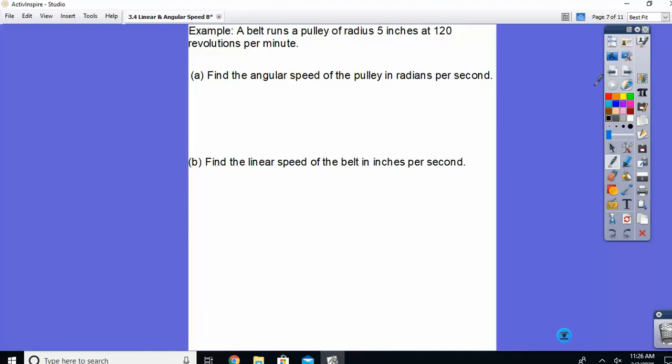So a belt runs a pulley of radius 5 inches at 120 revolutions per minute. So the things that I have: radius is 5 inches, and then I have this 120. Your units are a big clue here. My units were a rate. If it's something per something, it's either V or omega. If I'm talking about revolutions, is a revolution referring to the distance on the outside of the circle or an angle?